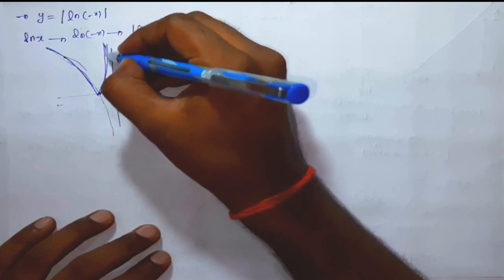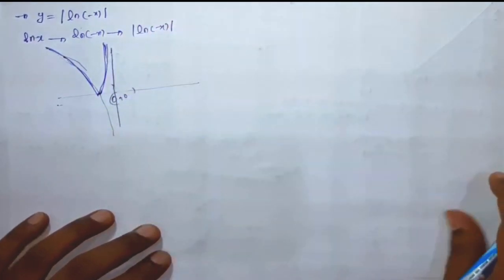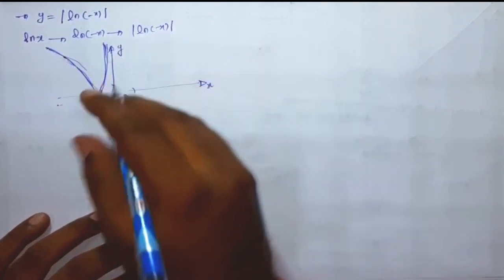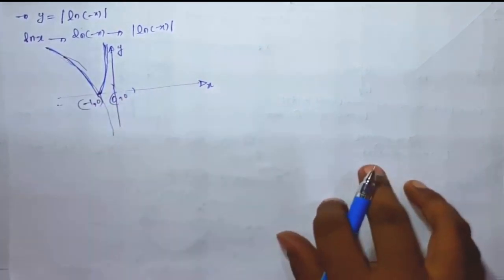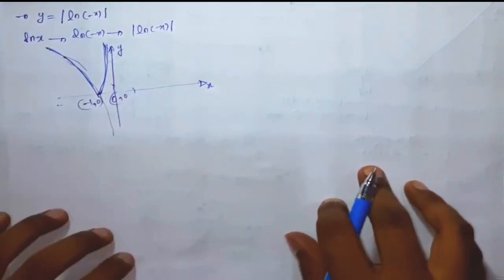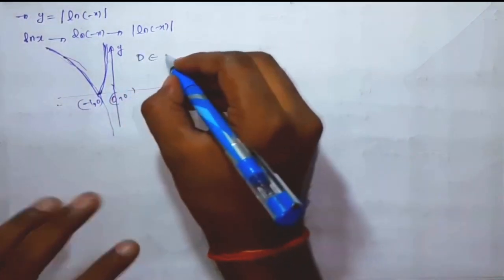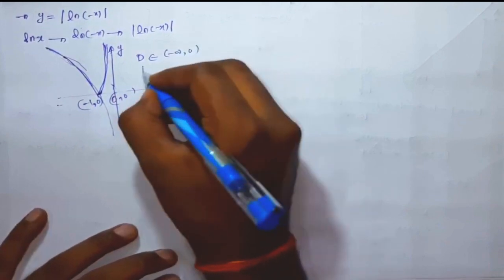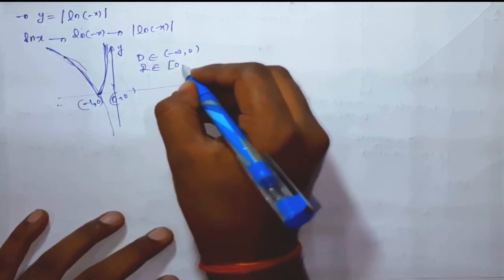This is the origin, this is the y-axis, this is the x-axis. So this is minus 1, 0. So simply we can say the domain D belongs to minus infinity to 0, and the range belongs to 0 to infinity. I hope it is clear.